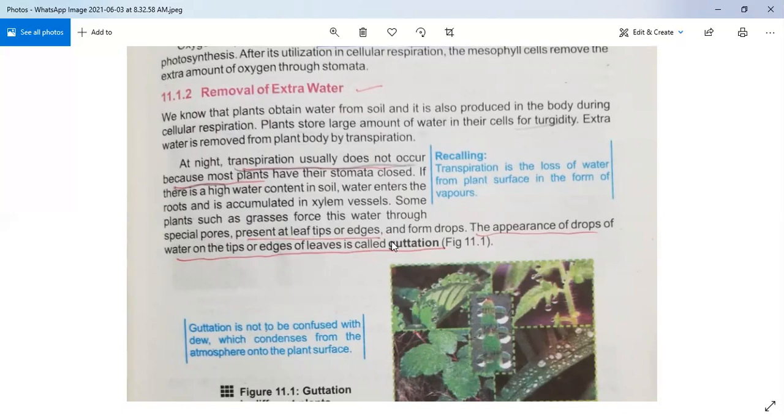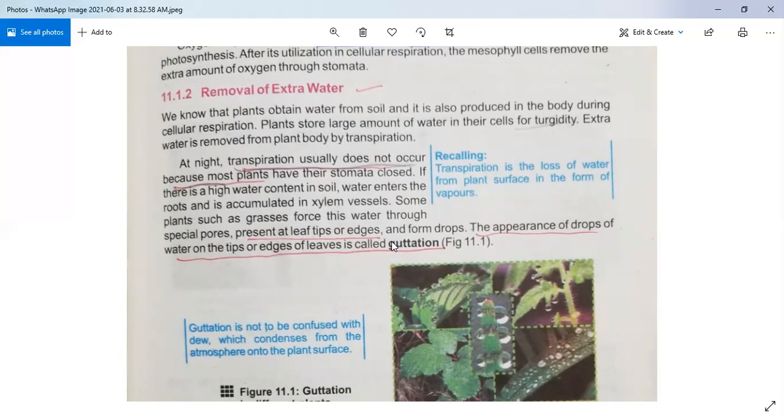In transpiration, when plants get extra water from the soil, and it is also produced in cellular respiration in the body, then this extra water is removed from the body by a process called transpiration. And we all know that transpiration does not happen at night. So what is happening? This extra water is accumulated in the roots, in the xylem vessels.